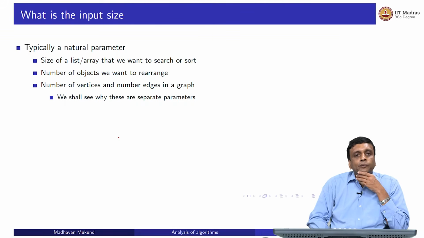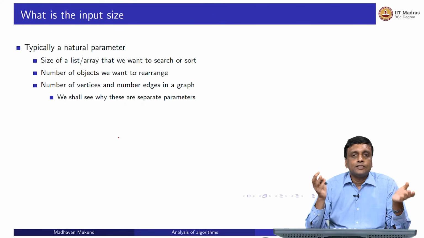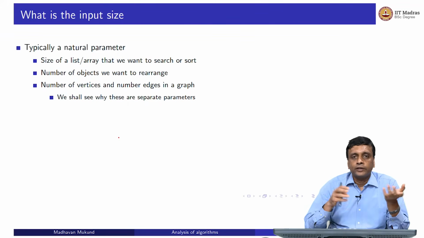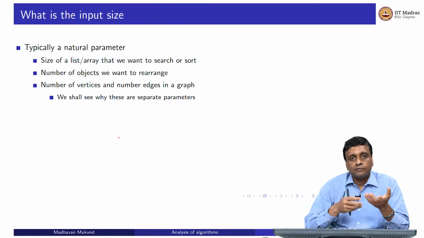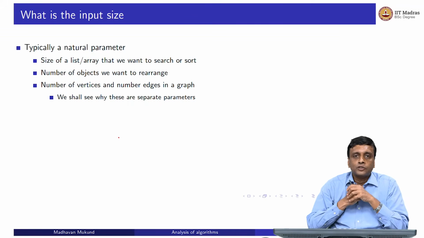So the other thing that we have to be clear about is what constitutes the input size. So we said, of course, that if we are manipulating lists and arrays, the number of elements in the list, the size of the list is a natural parameter. The larger the list, the more time you are likely to take to search or sort or whatever. If we are rearranging objects, like we were looking at, for example, trying to find an optimum collection of objects to fit in our delivery truck, then the number of objects would be the natural thing.